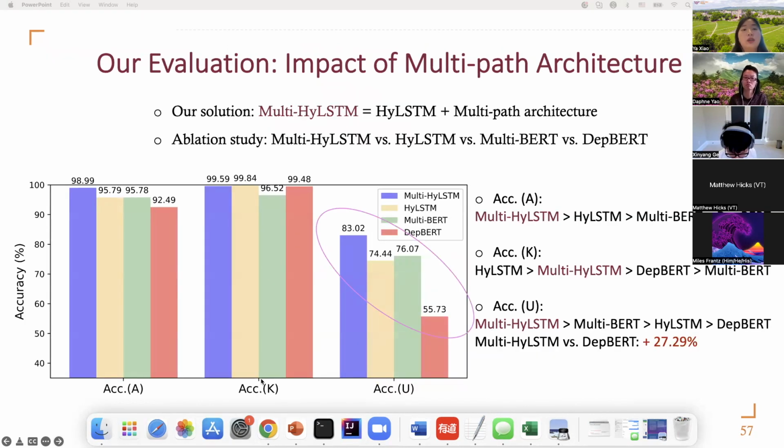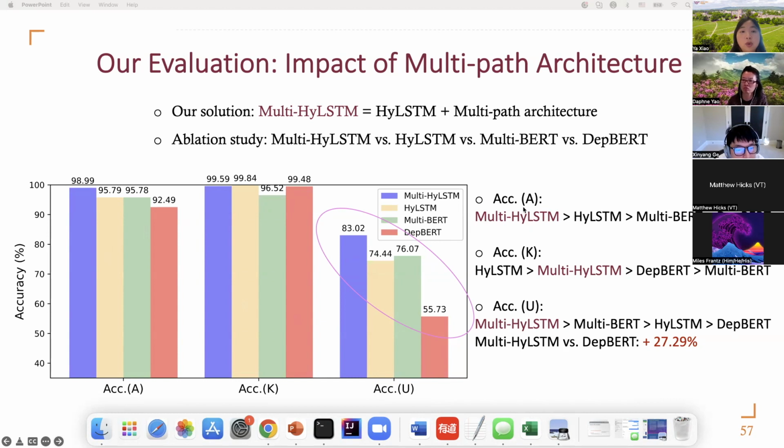Our solution, called multi-high-LSTM, is equipped with two specialized neural network designs: the high-LSTM and the multi-path architecture. We conduct an ablation study to compare the multi-high-LSTM with some intermediate solutions that remove certain designs. For example, the high-LSTM without the multi-path architecture, and the multi-BERT, which replaces the high-LSTM with a BERT neural network. The result is shown here.